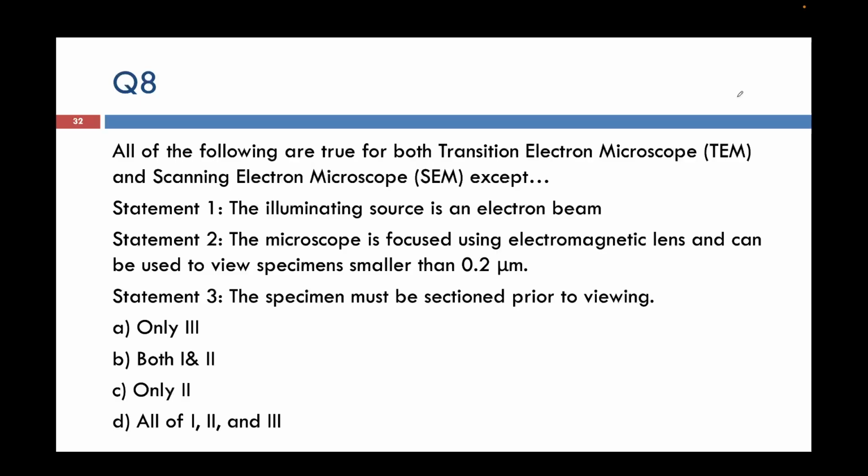Can anyone answer? Yes, sir. Only 3. We'll see: the illuminating source is an electron beam, yes. The microscope is focused using electromagnetic lens and can be used to view specimens, yes. The specimen must be sectioned prior to viewing, no. Prior to viewing there are polishing, dimpling, and then jet polishing, and other steps are also involved. Then finally we do the cleaning just before viewing. So this is the wrong thing, and since it is asking which one is incorrect, option A is correct.